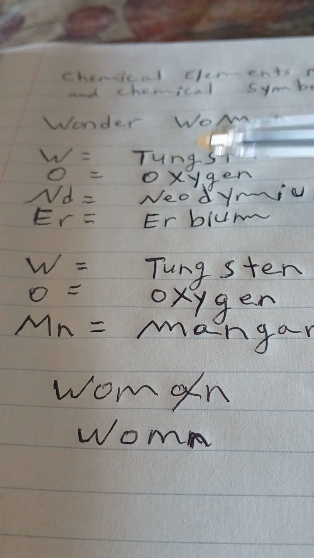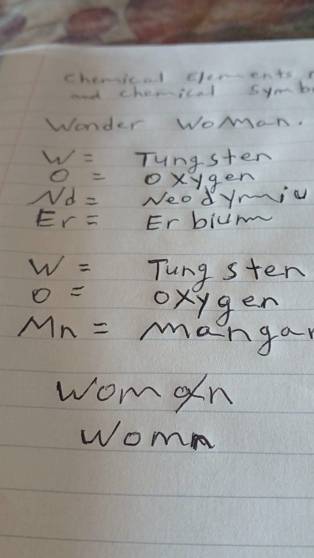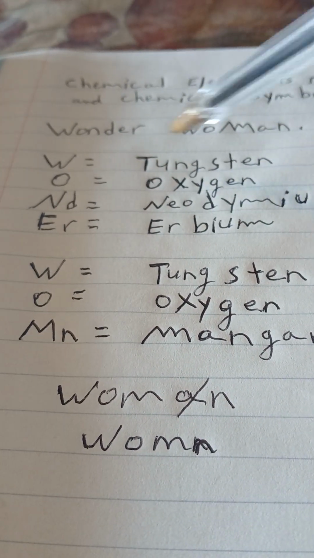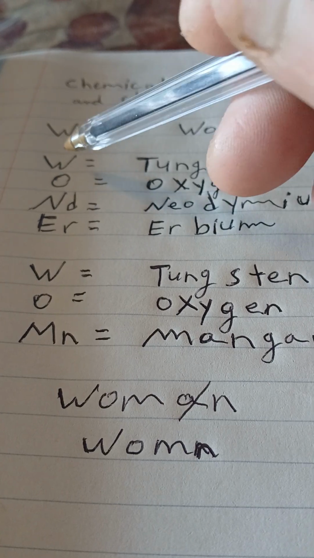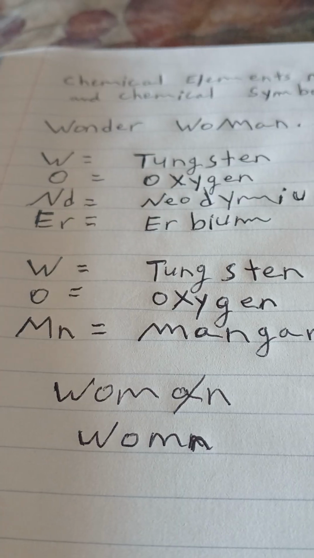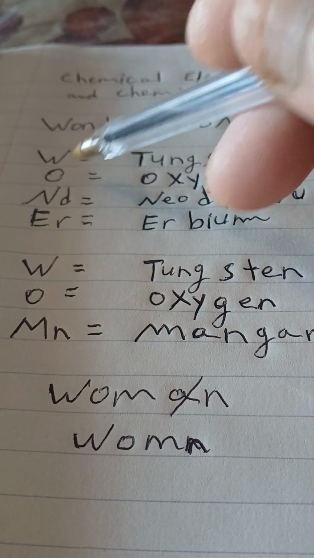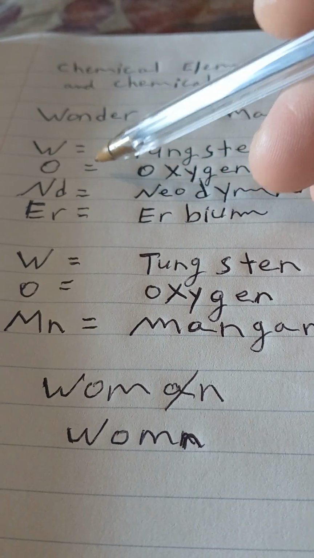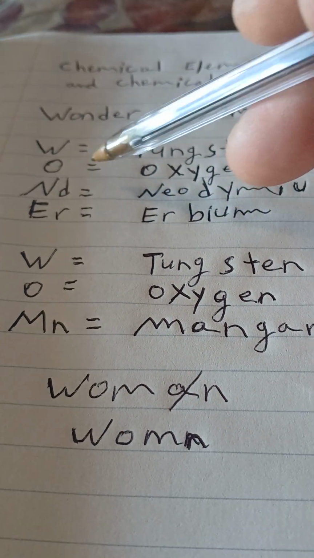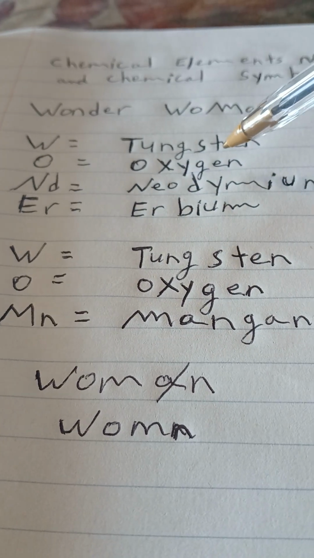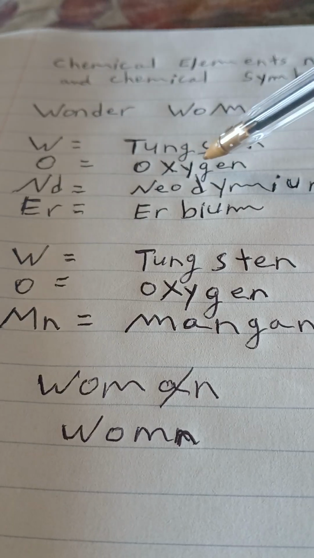Capital TUNGSTEN. It's a foreign name, so that's why you see that the symbol is different. So W is the chemical symbol for tungsten. Then we got O, capital O. See right here? Capital O right there, and that's for oxygen. So the chemical symbol is capital O, and the chemical element's name is oxygen.